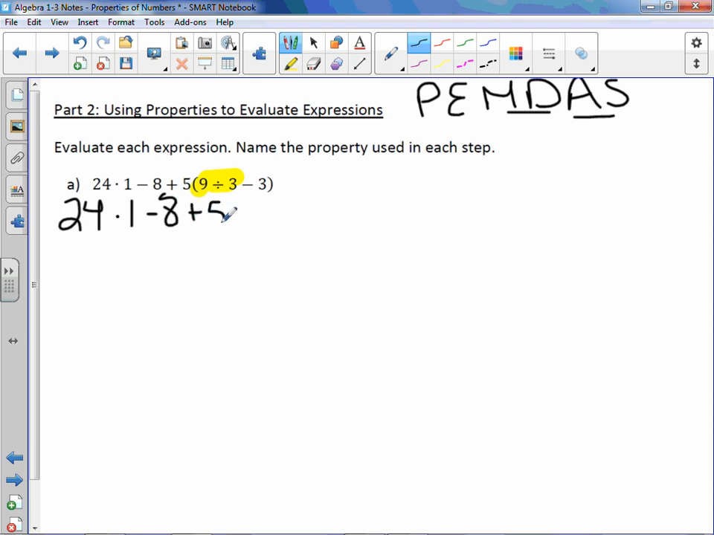plus 5. And instead of 9 divided by 3, I'm going to write what that's the same as. 9 divided by 3 is 3. And bring down the minus 3. The property that we used here was substitution. We substituted 9 divided by 3 with 3.